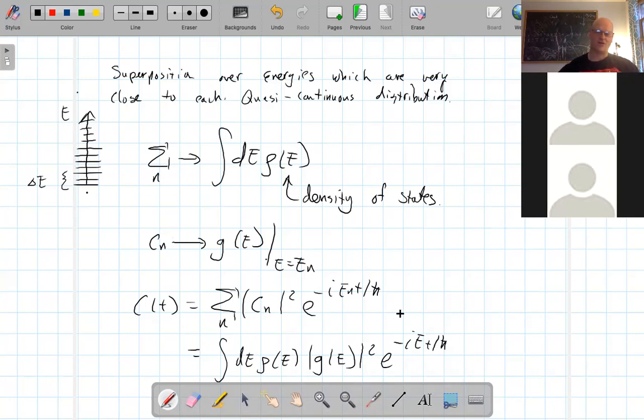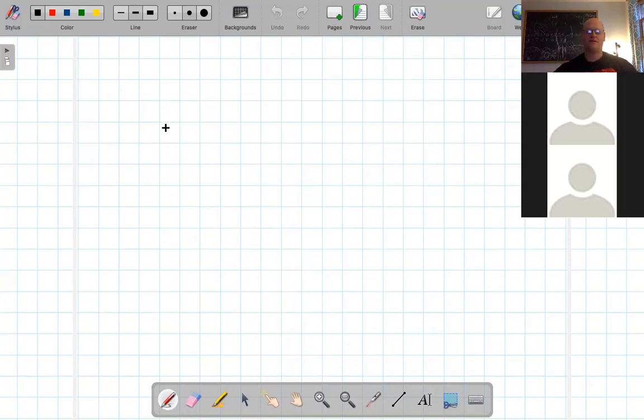So basically going from the discretized to then the quasi-continuum, I'm now going to get something that actually looks like this. Okay. Where this thing is normalized, where the normalization is that the integral of dE rho of E times the modulus squared of G(E) squared has to be equal to 1, right? So this is our normalization condition.